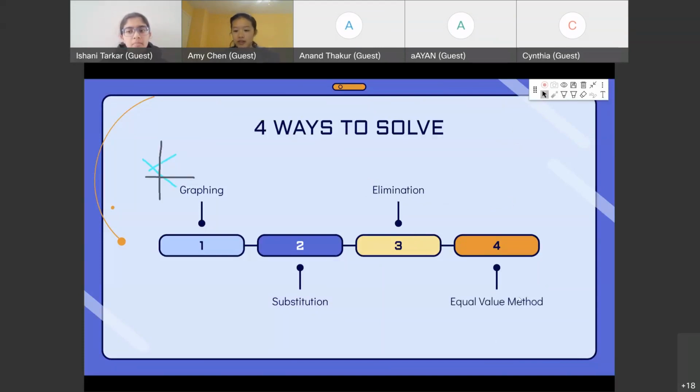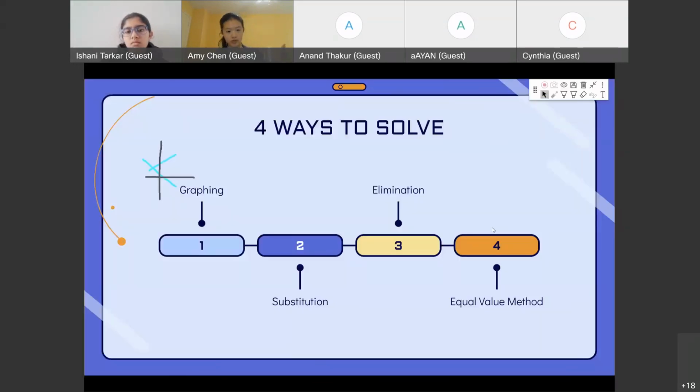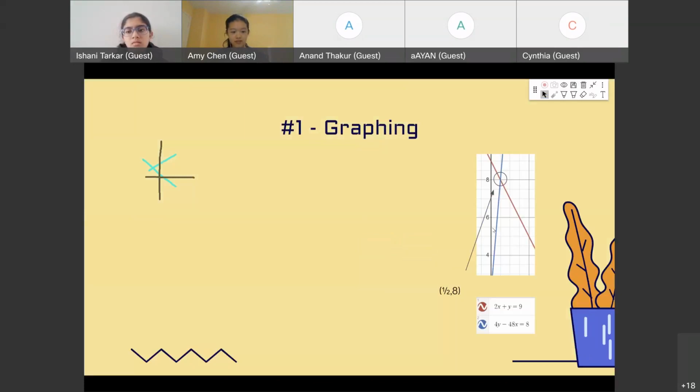And the equal value method is where you have 2 equations, say they're both set in terms of y. So y equals something and y equals something else. Since we know they're both equal to y, then that means the expressions must be equal to each other. So we can say one expression equals the other expression and solve. So that's a brief overview. We'll go into each of these in more detail.